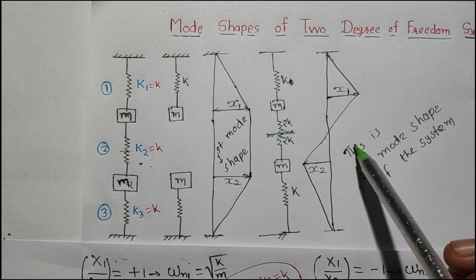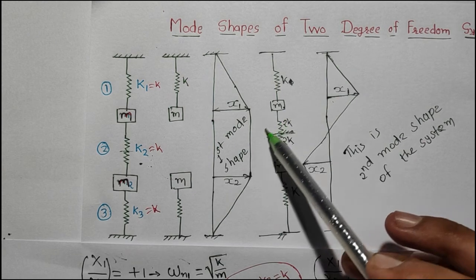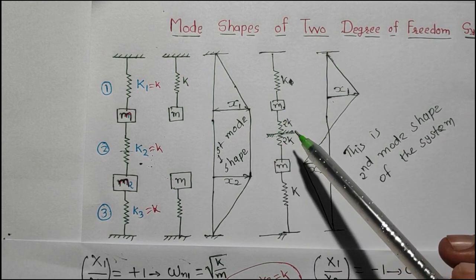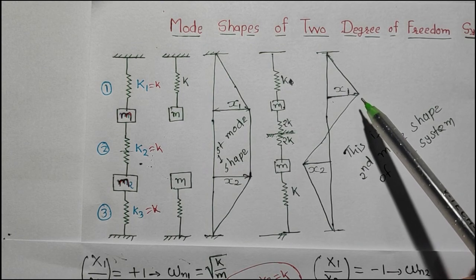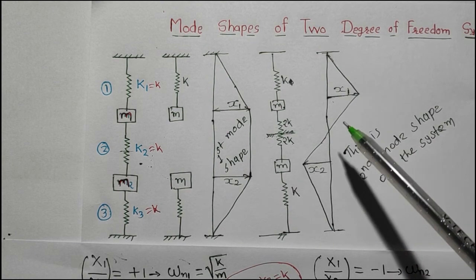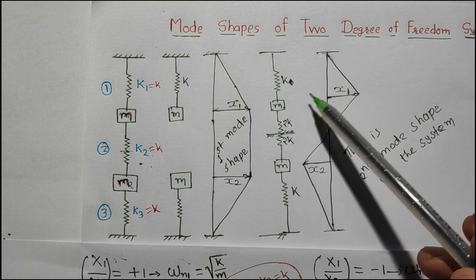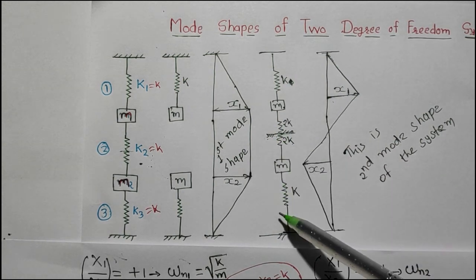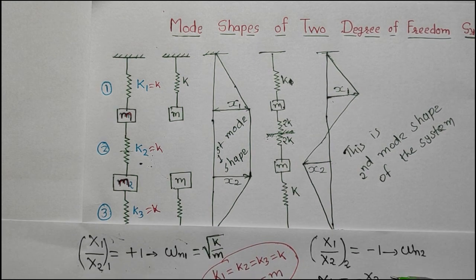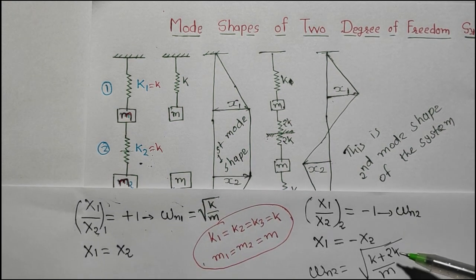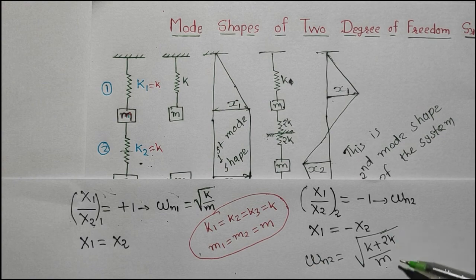We know that when a spring is cut into two, its stiffness is doubled, and when two springs are in parallel, their stiffnesses add up. Thus, the equivalent system is converted into a single degree of freedom system, and the natural frequency of the system is given by omega n2 is equal to the square root of (k plus 2k) by m.